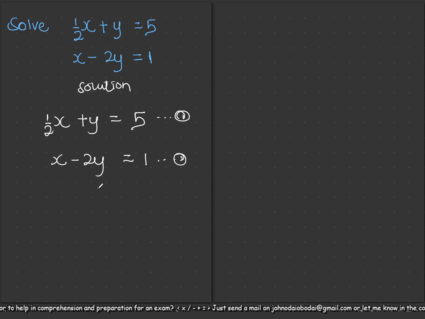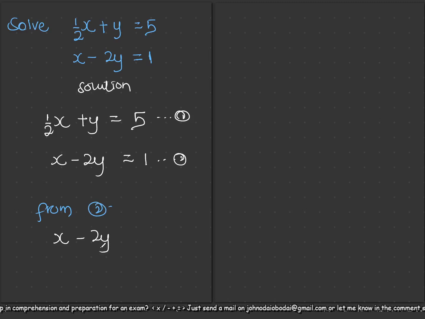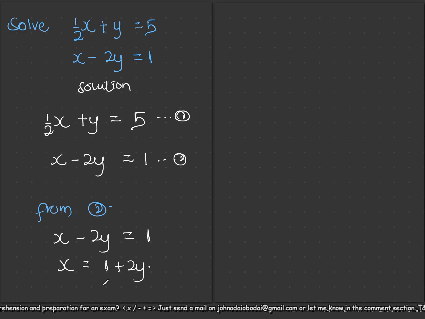Now looking at equation 2, it is easier for us to make x the subject. So from equation 2, which says that x minus 2y is equal to 1, let's say our x value should stand on its own. That is, we are making it the subject. So x is equal to 1 plus 2y. With this, we've been able to make our x the subject.